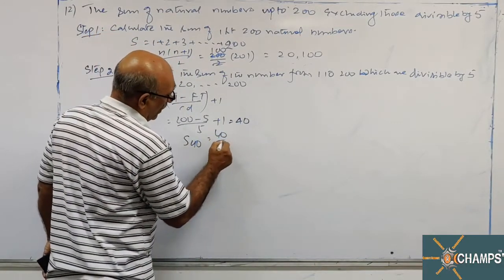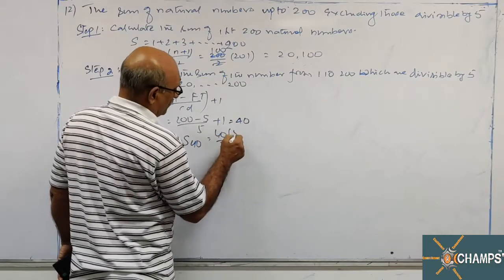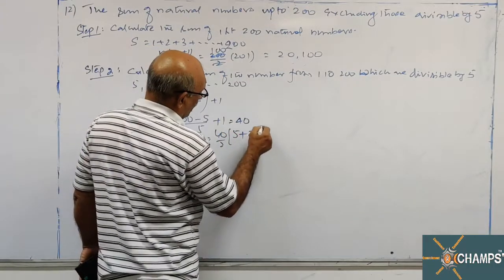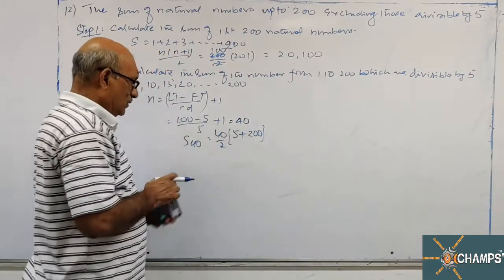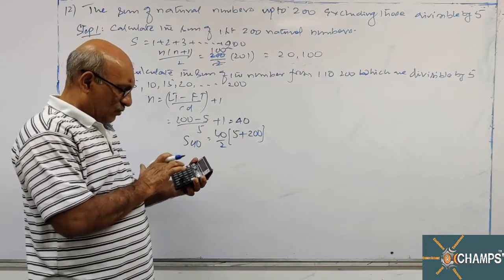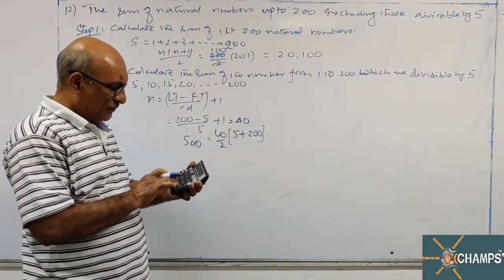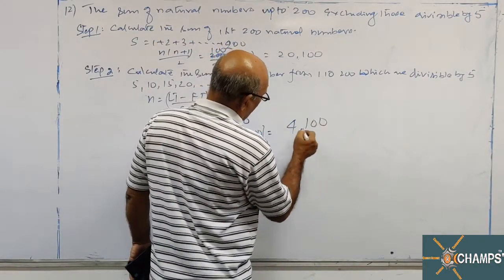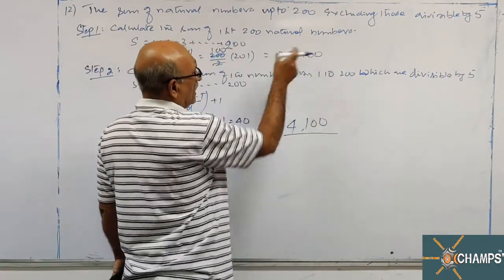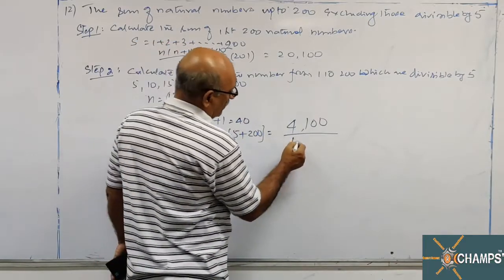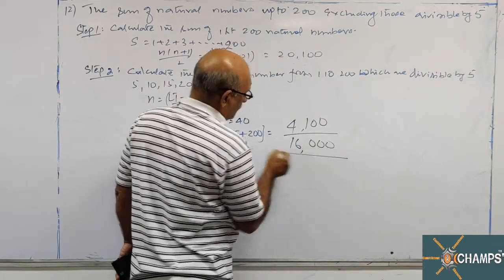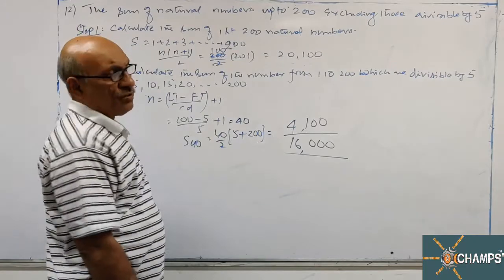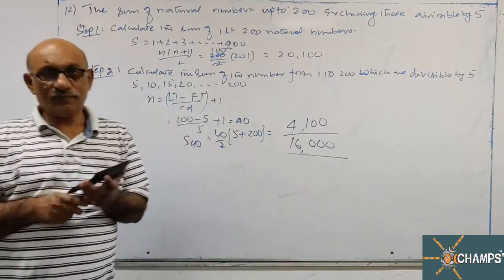S40 is equal to 40 by 2 into A plus L. 5 plus 200, so 205 into 20. This is 4100. Let me subtract 4100 from 20,100. It is 16,000. Required sum is equal to 16,000.